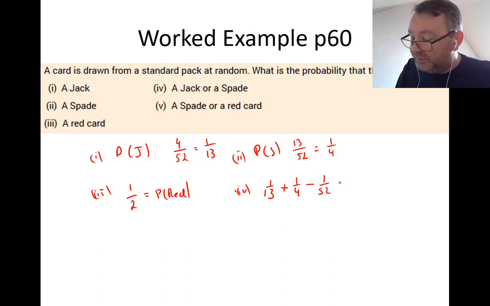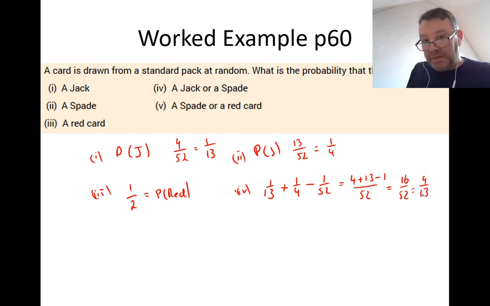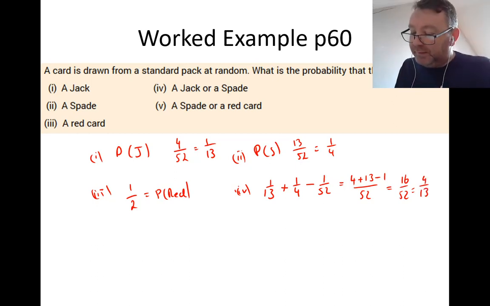There's the jack of spades, and that will give you 1 over 13 plus 1 over 4. You get 52 as your common denominator. 13 into 52 goes 4. 4 ones are 4. 4 into 52 goes 13 times, and that goes in there once. So 4 and 13 is 17 minus 1 is 16 over 52. 4 will go into both of those, won't it? So that would be 4 over 13. That's it. So just be very careful. A little twist on that one there, where you have a jack or a spade.